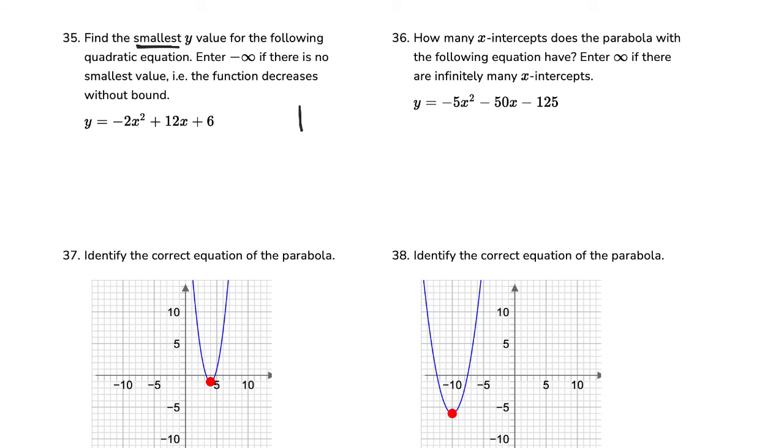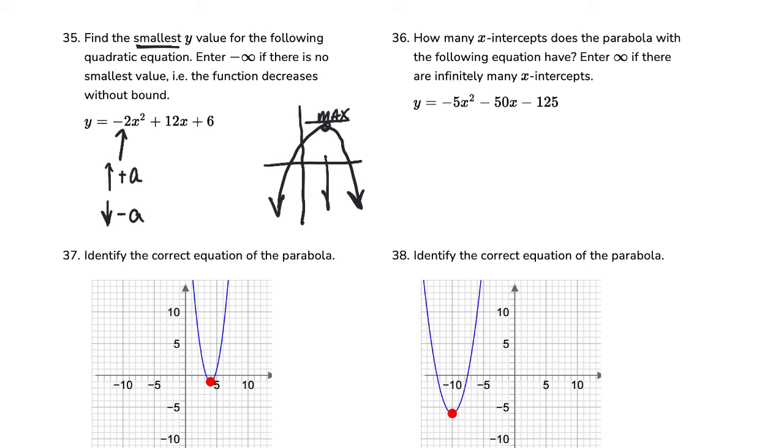Well, if you think about this graph for a second, see this a up here? Remember, that controls whether it opens up or opens down. Positive a's open up, negative a's open down. So this parabola, no matter where it's at, is opening upside down. Which means, does it have a minimum value? No, it has a maximum, a highest point. But it goes down to a lowest point of, well, down is negative infinity. So this one just goes to negative infinity. Had it opened upward, then it would have a lowest point, a minimum value.